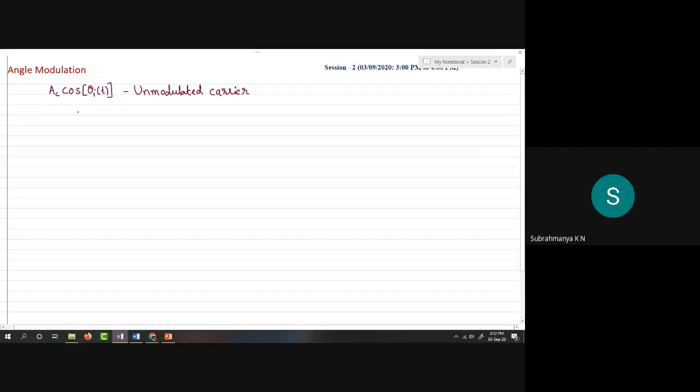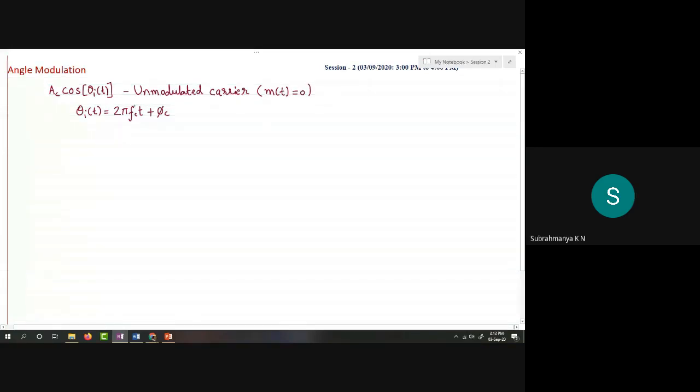So we mostly will be focusing upon the angle here, the theta_i(t), as we saw yesterday. It is 2 pi fc t plus, we designated this as phi c. Okay, so this is for the unmodulated carrier, by which I mean the information bearing signal or message signal is 0. We are not considering the information signal right now. So this is at the stage of no modulation.